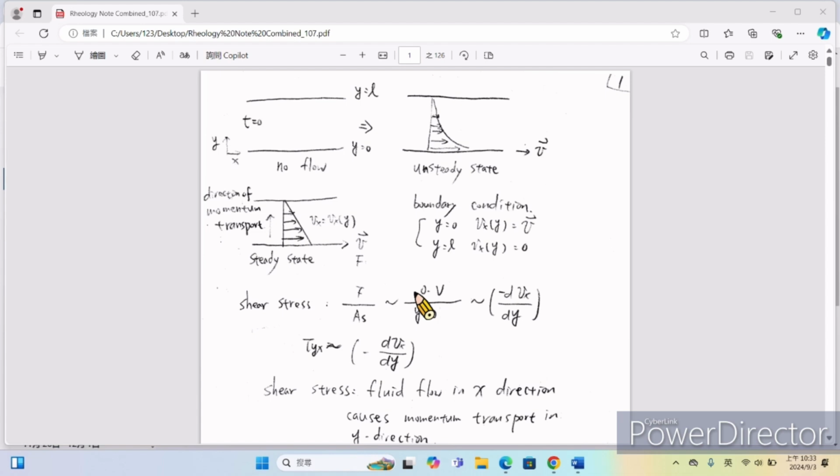Because of that, when you have a steady state, here you have a high velocity, here a lower velocity. So actually, you have a direction of momentum transfer. You are transferring momentum in the y direction. And the boundary condition is y equal to 0, Vx of y equal to v; y equal to L, Vx of y equal to 0. Then I can define shear stress.